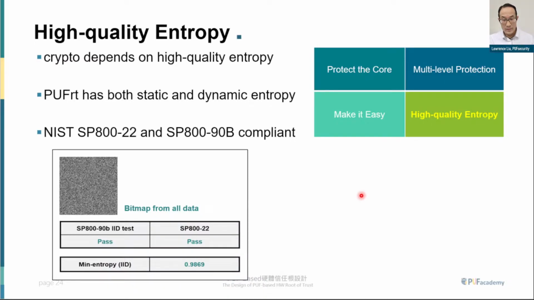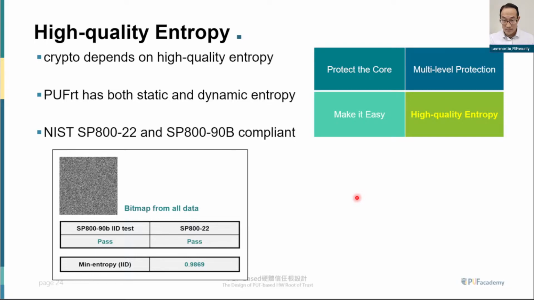And the final design principle of PUFrt is to use high quality entropy. This is because modern cryptography depends on high quality entropy. As mentioned before, cryptographic algorithms are public knowledge, so their strength ultimately relies on keeping private keys secret. Because if it's guessable, a private key is not safe. Hence, a secure key is one with a high degree of randomness, especially so if it is to be used for deriving additional keys.